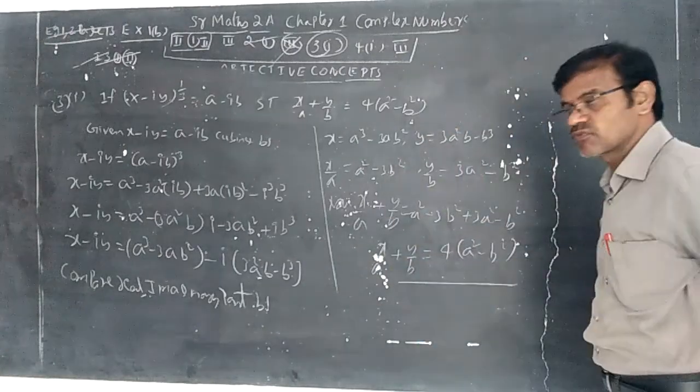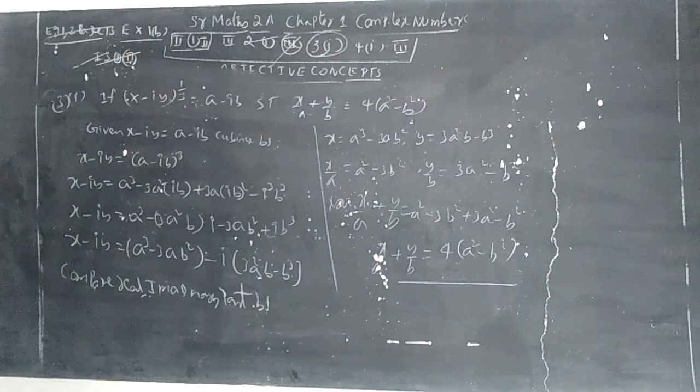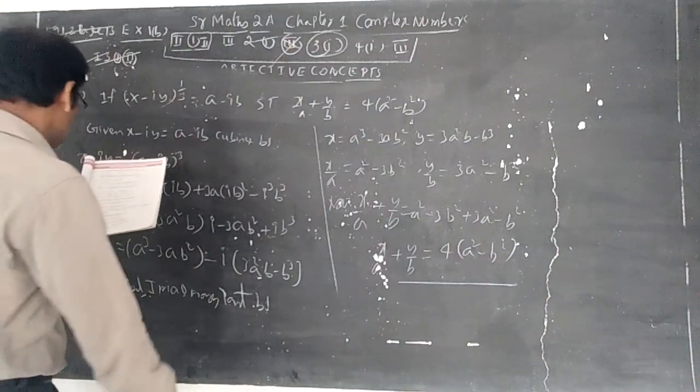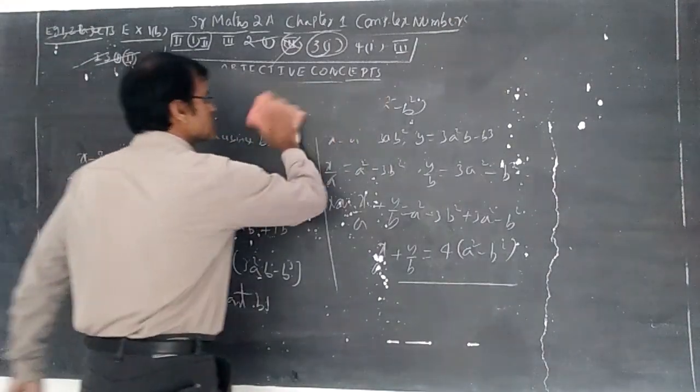It is an important sum for the exam. There is no shortcut; by cubing both sides only we will get it. Next one, fourth one, first and third are important questions.